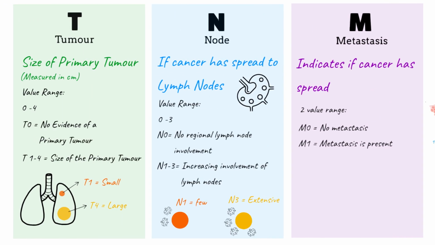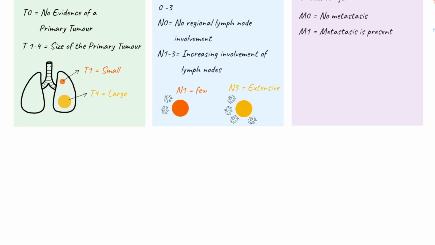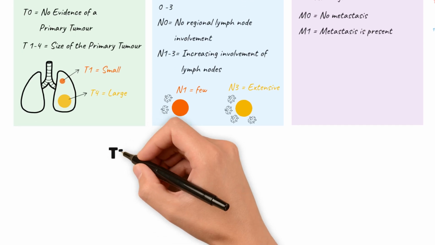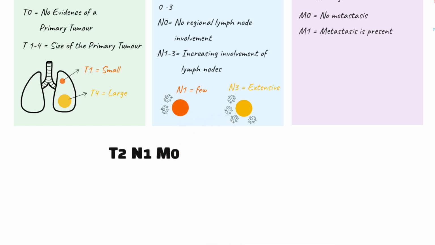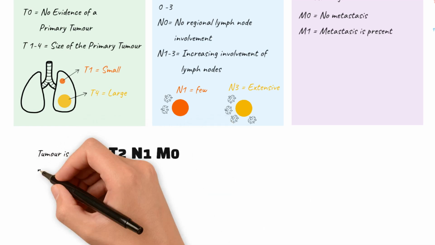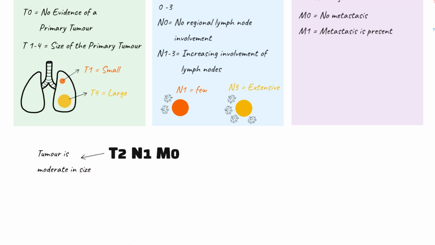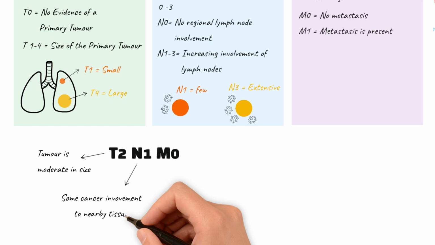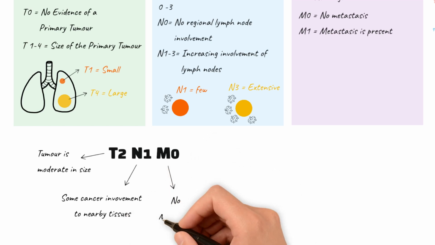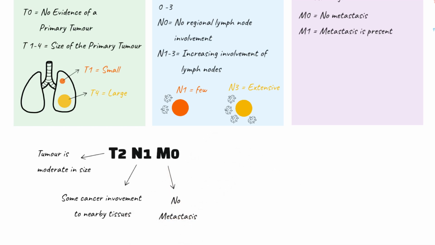Let's look at some examples of various tumors and their characteristics related to their TNM staging. Example 1. T2N1M0. T2 indicates the tumor is moderate in size and has grown to nearby tissues. N1 means that there is some cancer involvement in nearby lymph nodes, and M0 indicates that there is no metastasis.